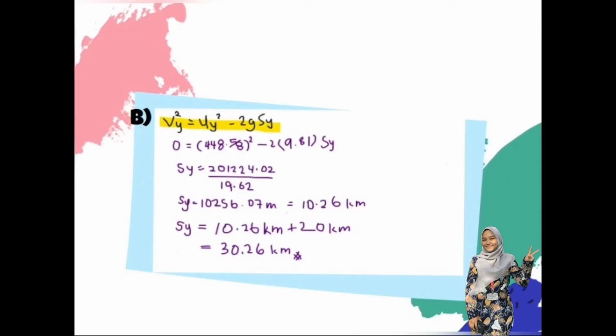448.50. Okay, for part b, when the question asks about the maximum height, we can use the formula v squared equals u squared minus 2gs. Okay, substitute the value v equals 0 and the u that we got in the previous question. When we get the answer in meters, we change it into kilometers by dividing by 1000 and we get 10.26 kilometers. In total we need to add 20 kilometers, and we can get the final answer, which is 30.26 kilometers.